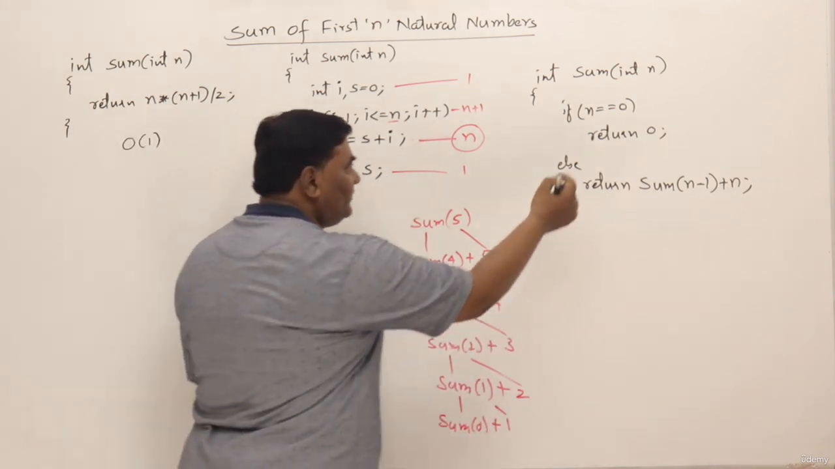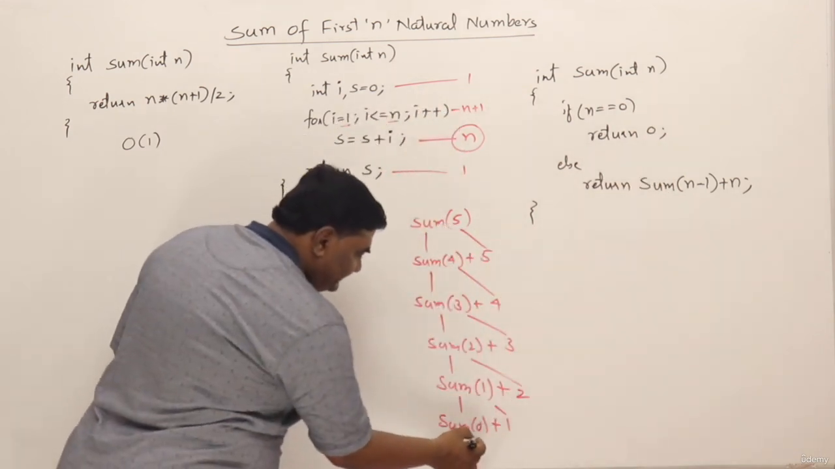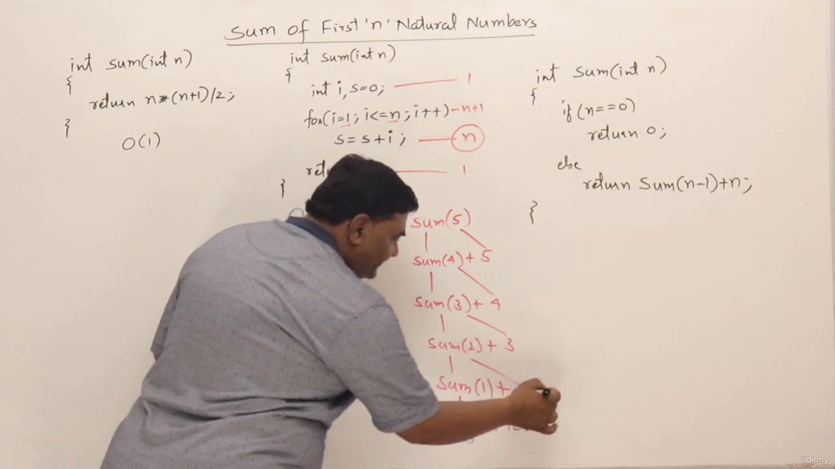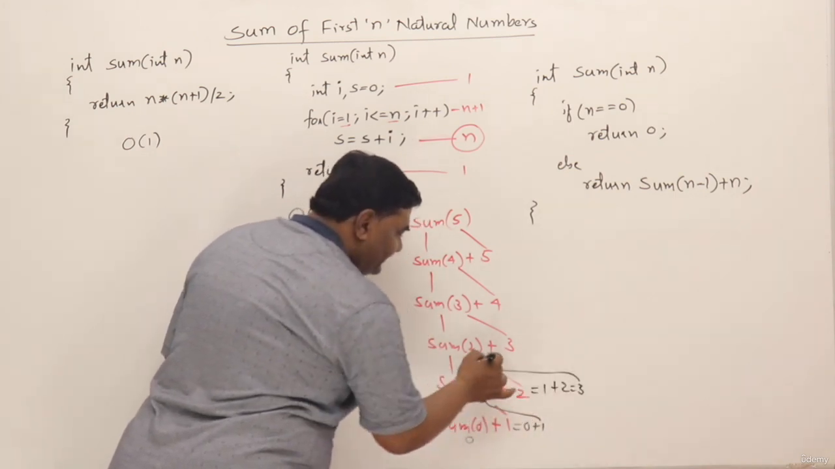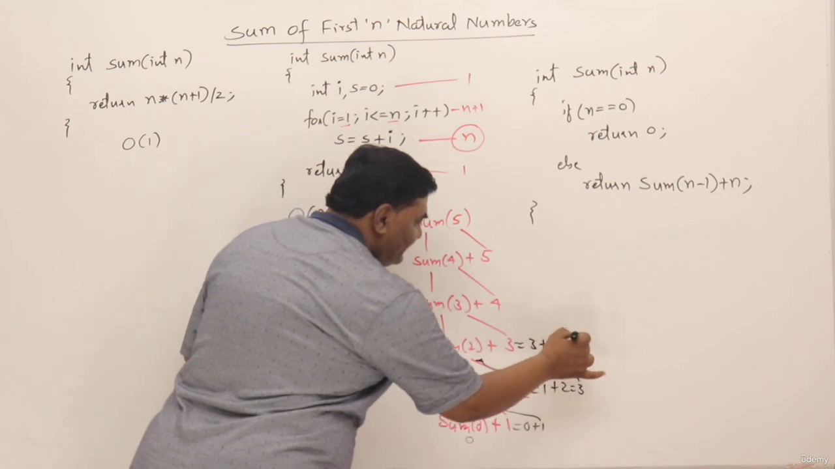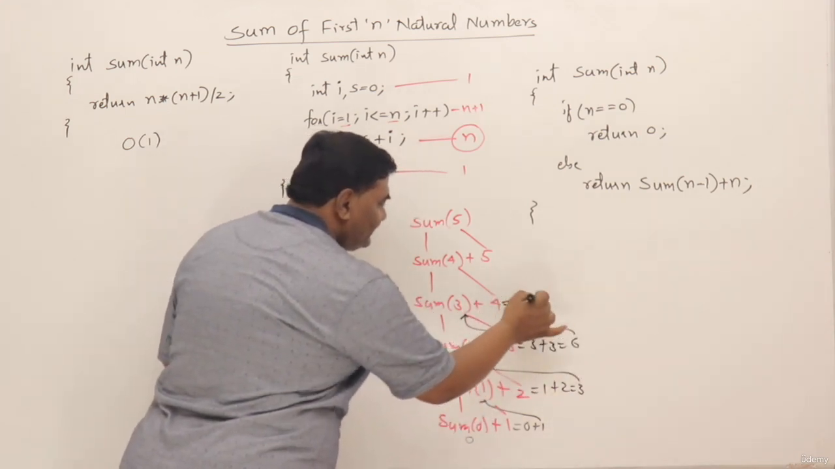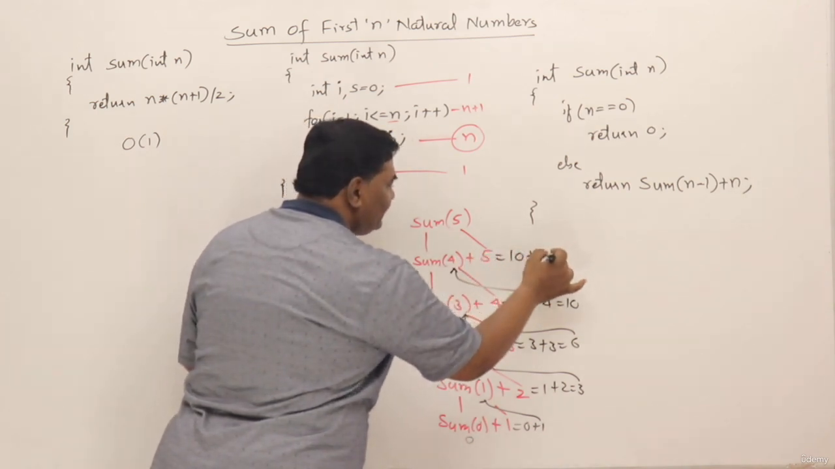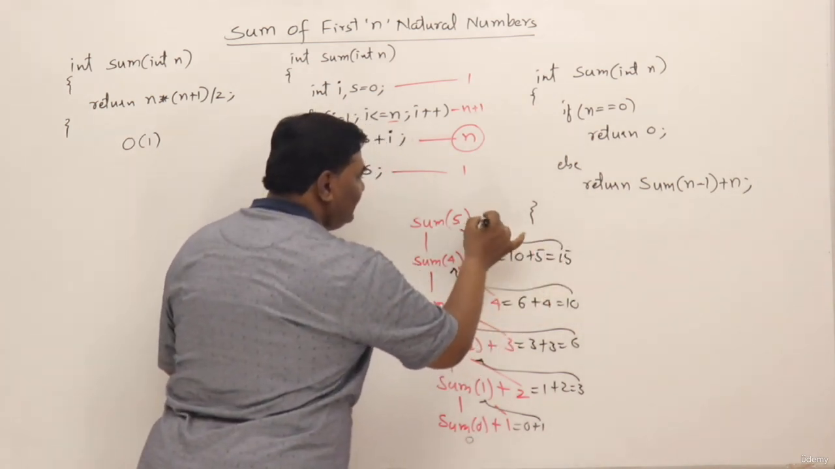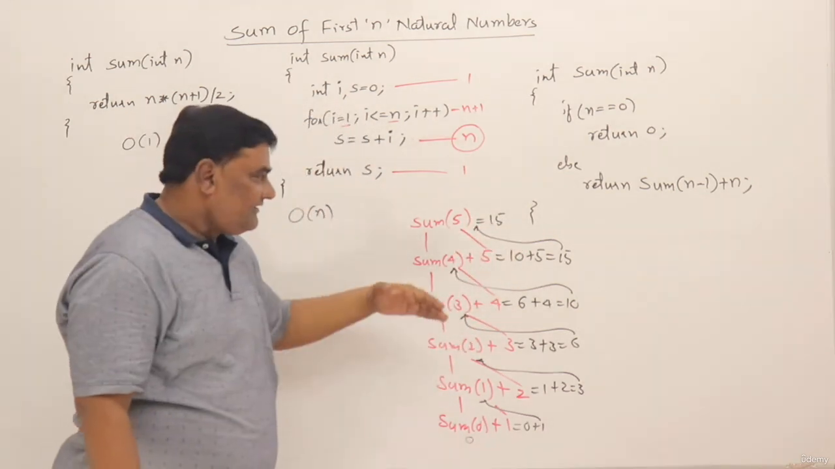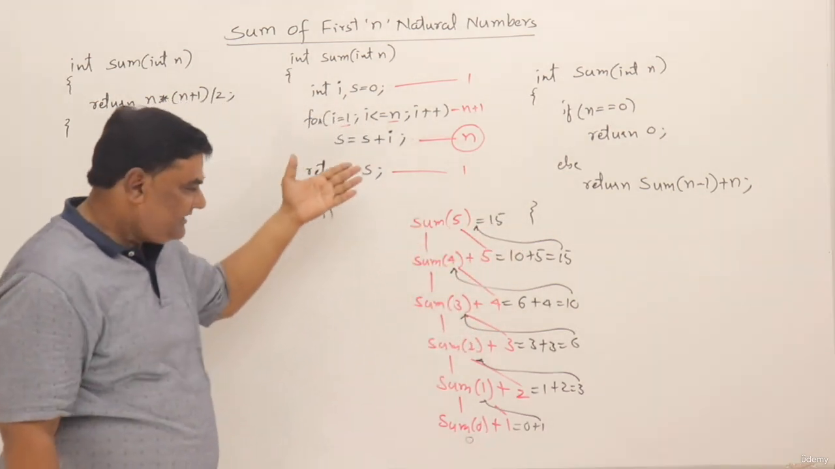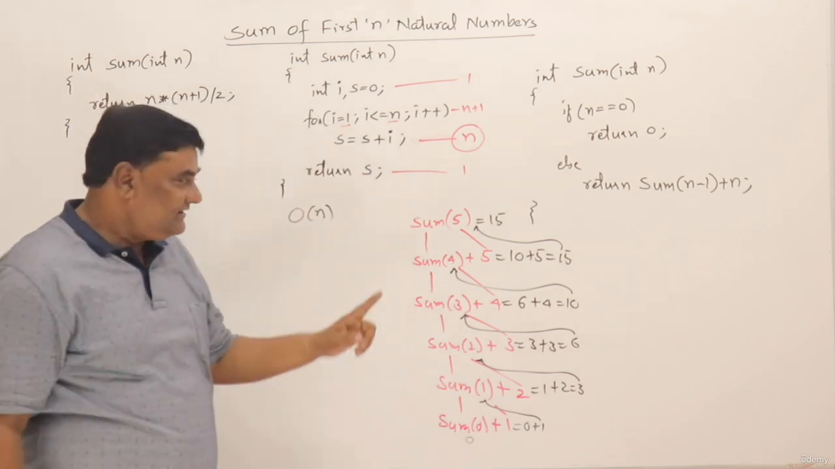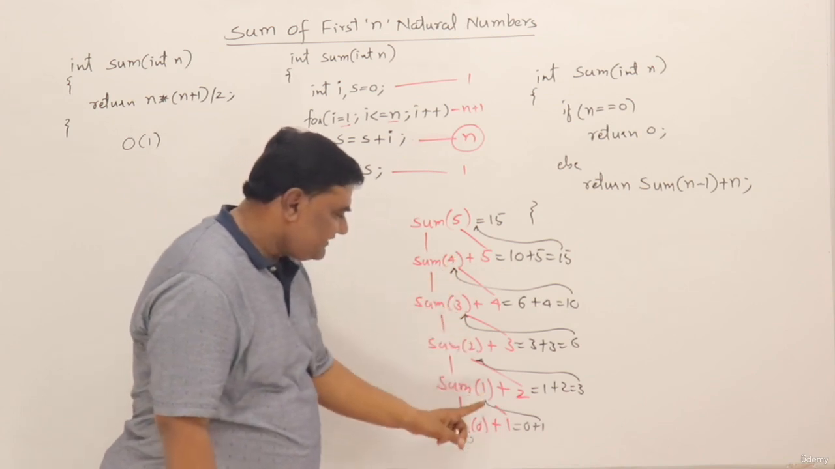Now finally sum of 0, as it is 0, it returns 0. So 0 plus 1 is 1 and this is returned here. So this is 1 plus 2, that is 3. So 3 is written here. So this is 3 plus 3, that is 6. 6 is written here. So 6 plus 4 is 10. 10 is written here. So 10 plus 5 is 15. 15 is written here. So the result is 15. So while returning, the addition is done and you can see how many calls it has made. For 5, it has made a total of 6 calls. So the size of the stack is 6 and the variable n is created 6 times.